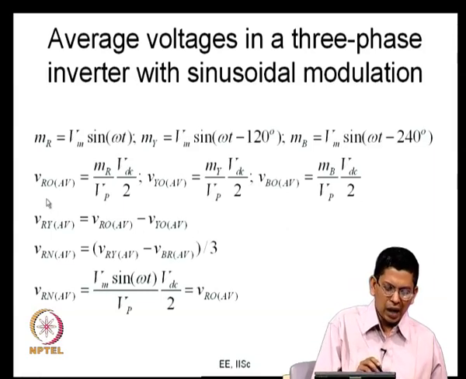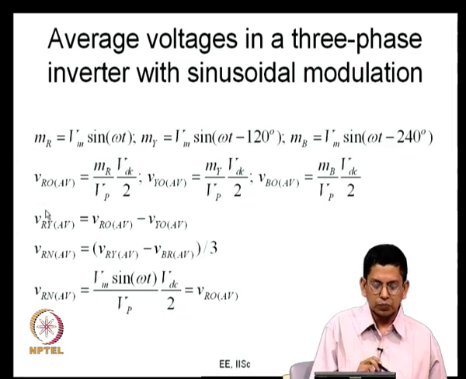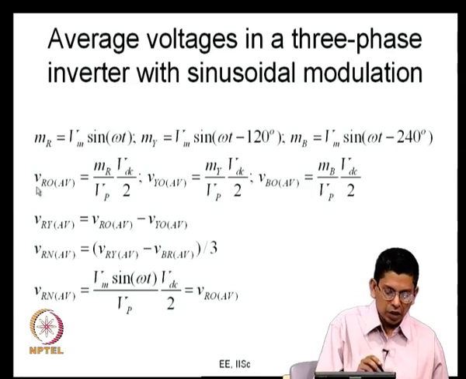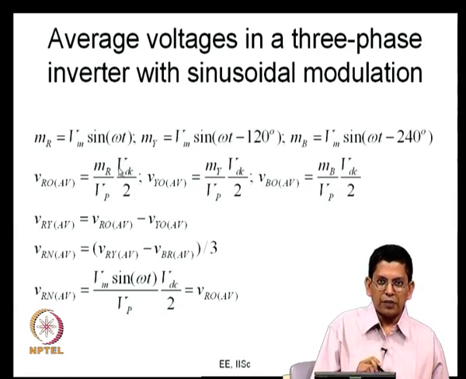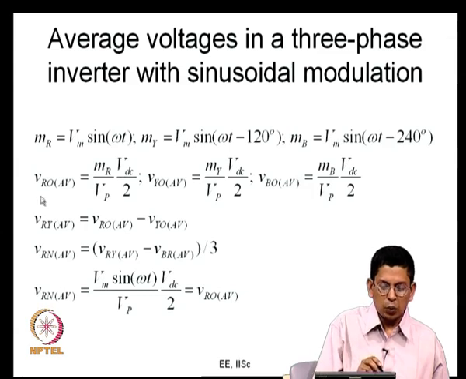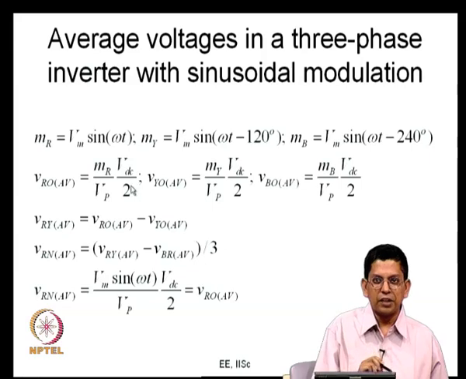Now, let us say the voltage at R is measured with respect to O. So, what is O? O is the DC bus midpoint. And now, what is VRO? Let us look at the instantaneous value. If the R phase top device is on, then VRO will be equal to VDC by 2. When the R phase bottom device is on, then this VRO instantaneous voltage, I am not talking about average yet, will be equal to minus VDC by 2.